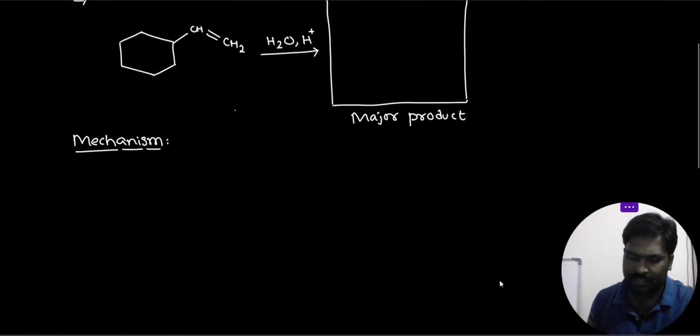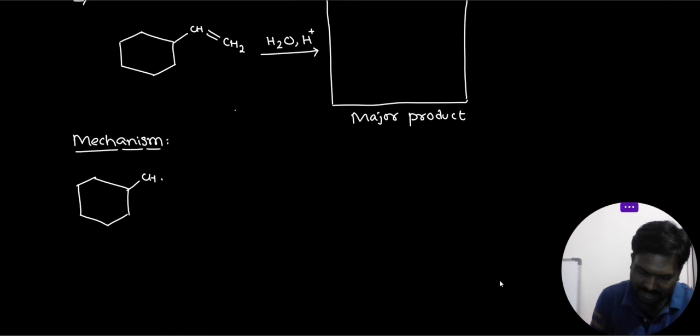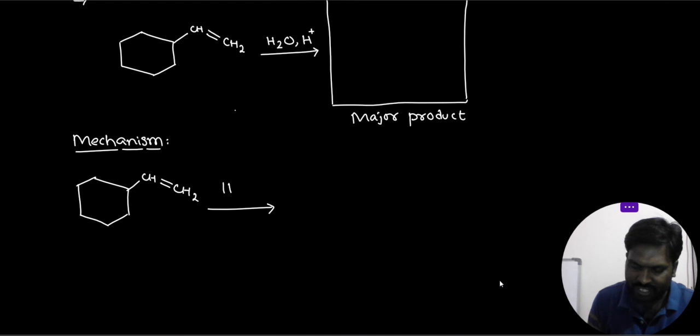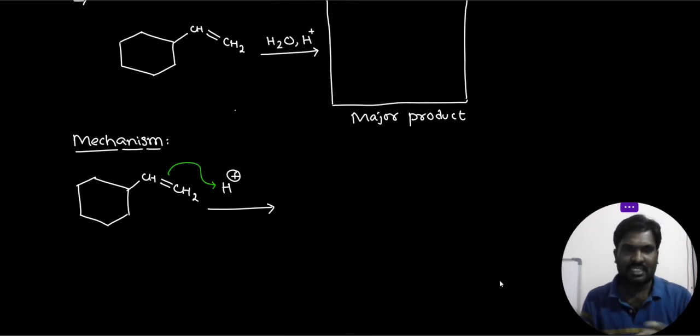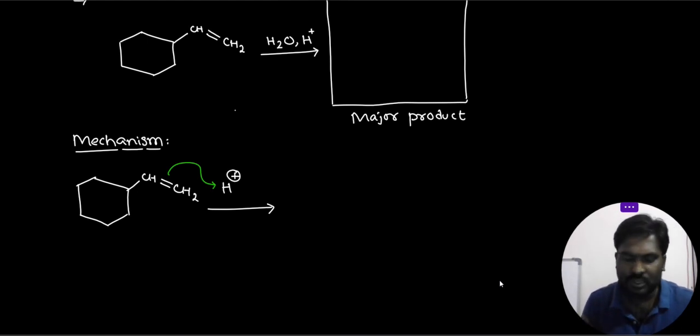So what is the major product here? Now I am writing the mechanism. This is the alkene, CH double bond CH2. I already told you it follows the electrophilic addition mechanism. Any addition reaction initiated with an electrophile is an electrophilic addition. Multiple bonded compounds, with double or triple bonds, undergo addition initiated with H plus, which is the electrophile. That's why it is an electrophilic addition reaction.